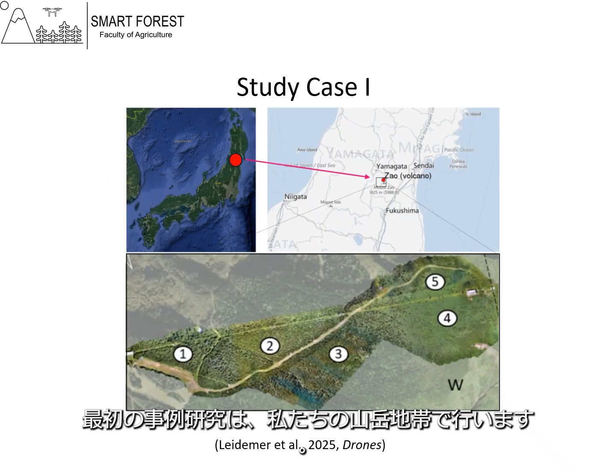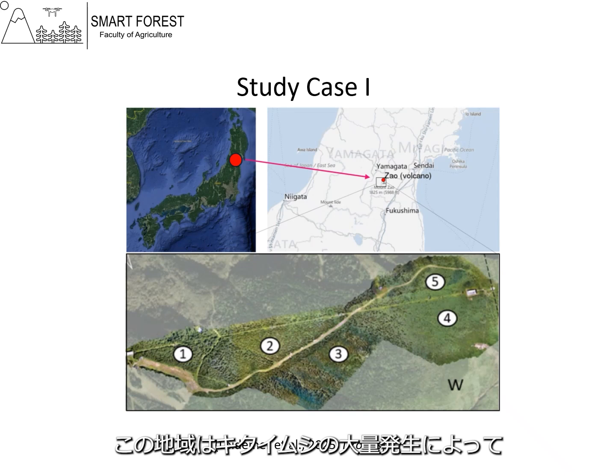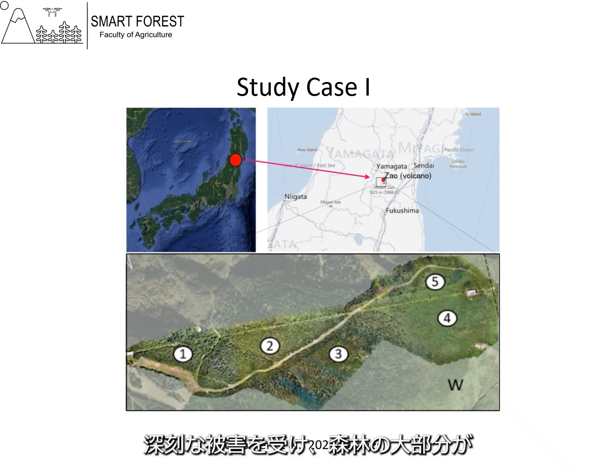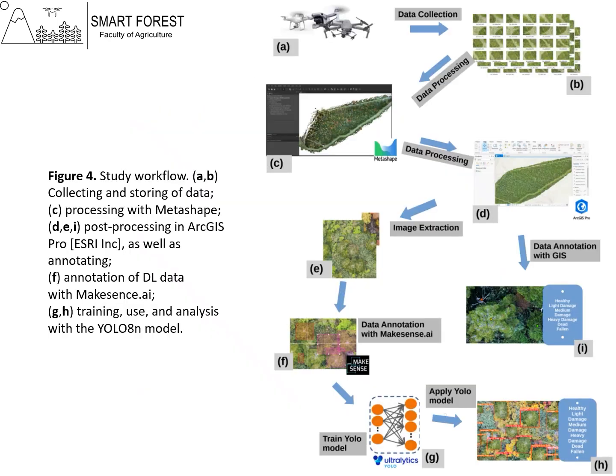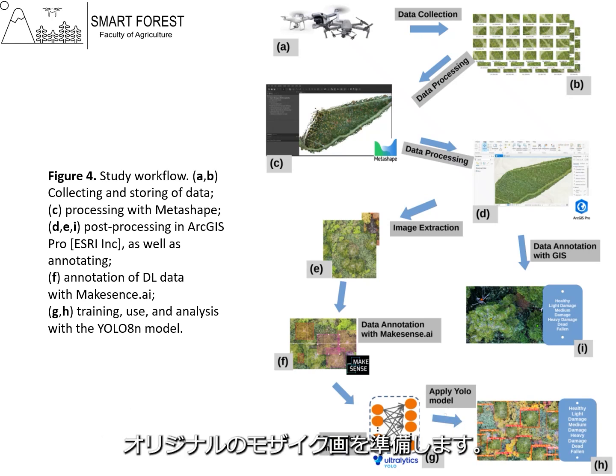So the first study case is in the Zhao Mountains. As probably you all know, this is an area that has been severely damaged by bark beetle infestation, which has destroyed most of the forest and has caused several health issues. So in this study, we have the same workflow as before. We bring the drone, we collect images, we prepare the orthomosaics. In the orthomosaics, the trees under different health conditions are annotated. They are extracted for training data sets that will be used for YOLO models, and then the YOLO model is applied.